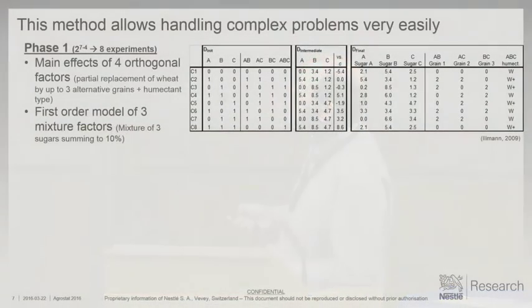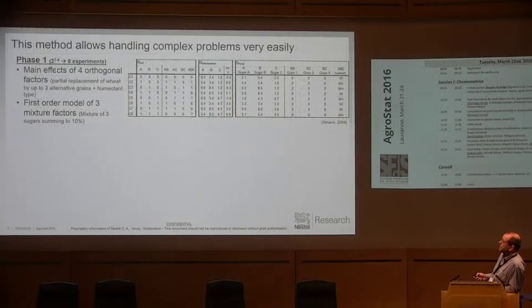And I show you just an example here, it was in this project with Nestum. I come at the end very rapidly to what we really achieved, but we had the first phase with just 8 experiments starting from 2^7-4, where we were able to look at the main effects of 4 orthogonal factors, which was just replacing part of the wheat by 2 grams of grain 1, of grain 2, and of grain 3. And here it was really possible not to go on a mixture, but to say we just replace part of the wheat. Then we had a humectant here, and then we had the sugars that had to sum up to 10%.